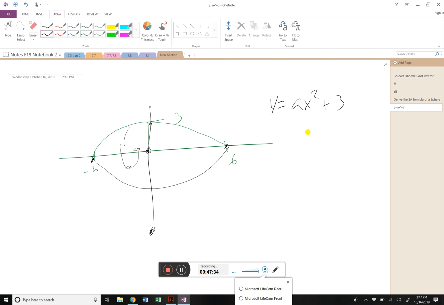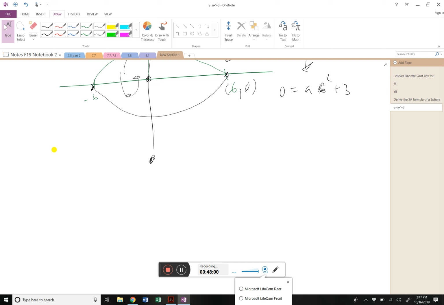But let's do this for now. So how am I going to find A? Well, the easiest way is to plug in this point here, 6 comma 0. So A equals 6 squared plus 3. Okay, we've got 3 minutes left. See if you can figure out what A is and set up the formula for the surface area of the football.